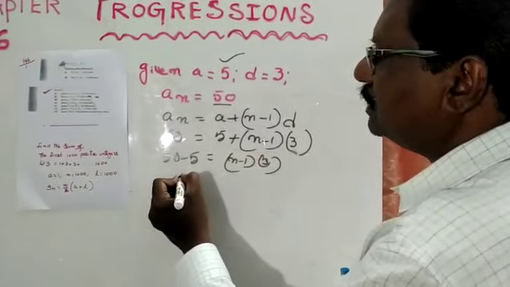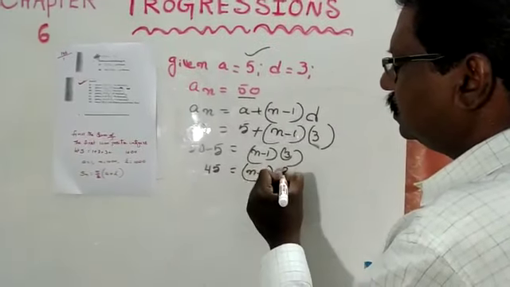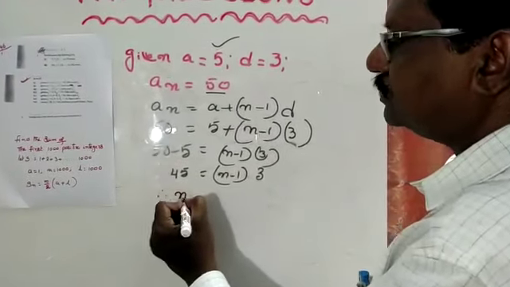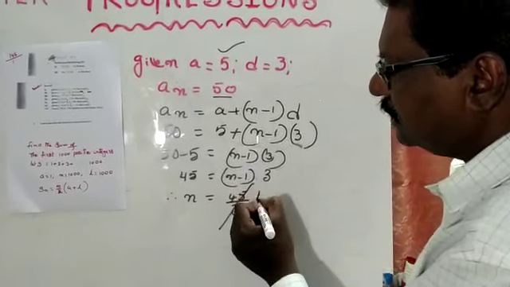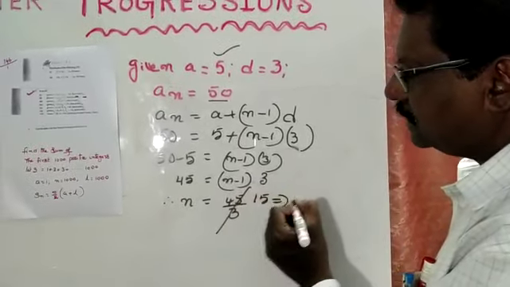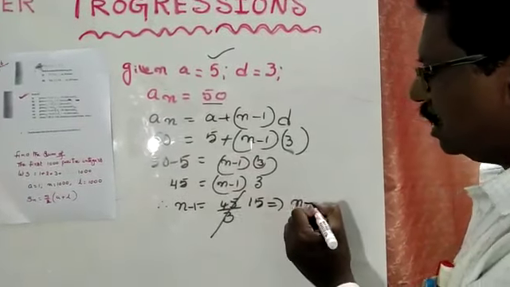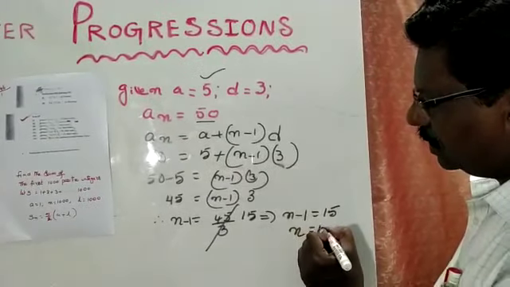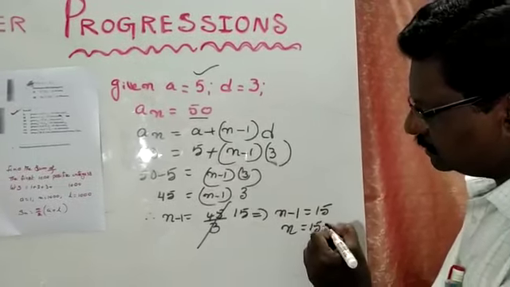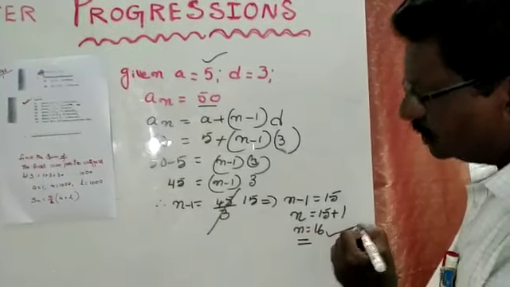So 50 minus 5 means 45, equal to N minus 1 into 3. Therefore N minus 1 is equal to 45 by 3. 3 will be cancelled, 15 times. N minus 1 is equal to 15. So N is equal to 15, take minus 1 to the right side, it becomes plus 1. N is equal to 16.